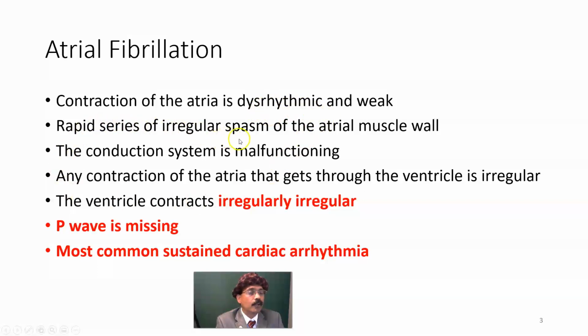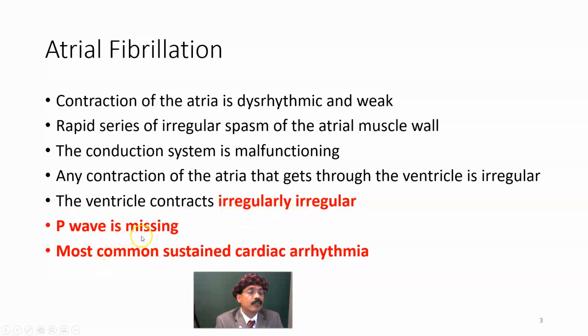A rapid series of irregular spasms of the atrial muscle wall. The conduction system is malfunctioning, so any contraction of the atria that gets to the ventricle is irregular. The ventricle contracts irregularly irregular. This is very important: contraction of the ventricle is irregularly irregular.